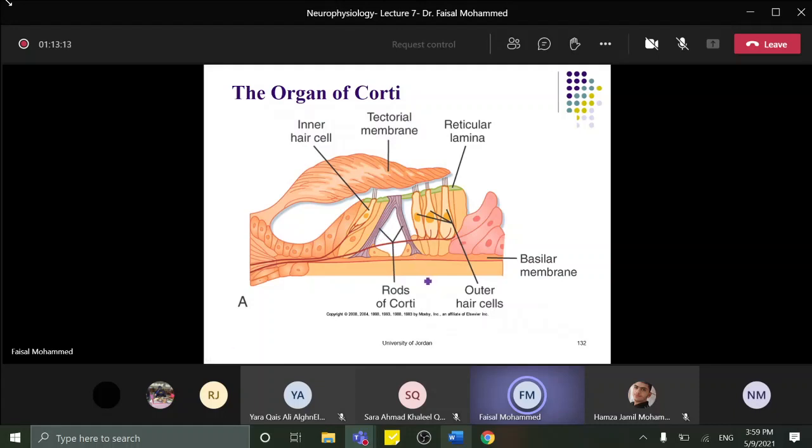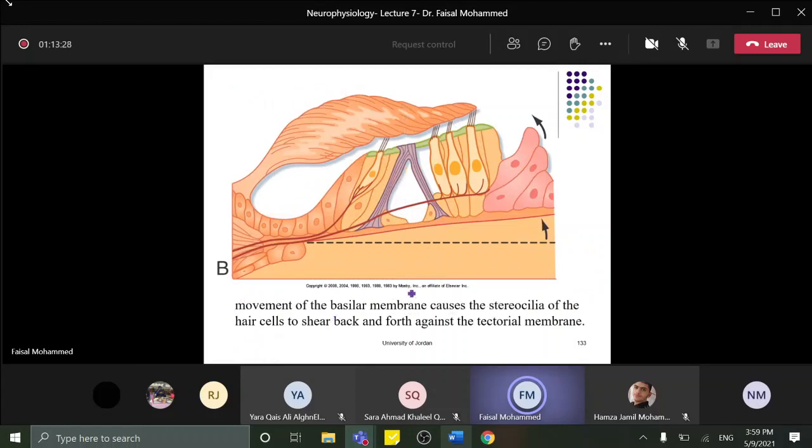This is the hair cells. So this is the basilar membrane. This is the hair cells, three outer hair cells, inner hair cells. Look at the basilar membrane. As you see, when the basilar membrane goes up, there is shearing of the hairs. This shearing friction will cause opening of the potassium channels.